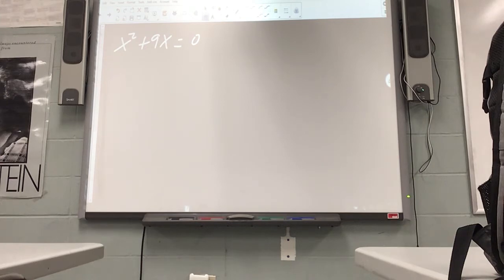All right, so look at your x squared plus 9x. Solve by factoring, so we got to factor that. And your first step is to always check for a GCF. So what is this called? It's up there on the board. Is there a GCF with x squared and 9x?